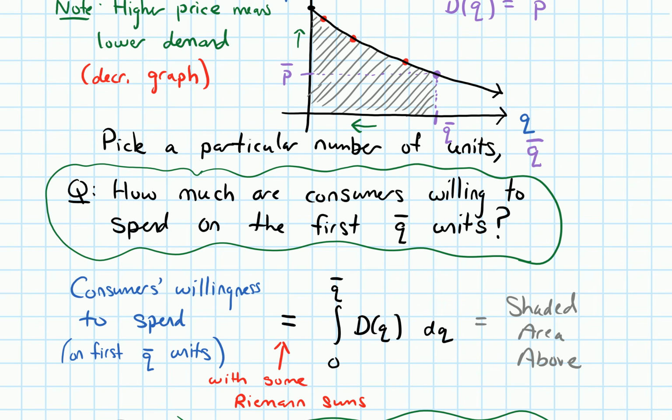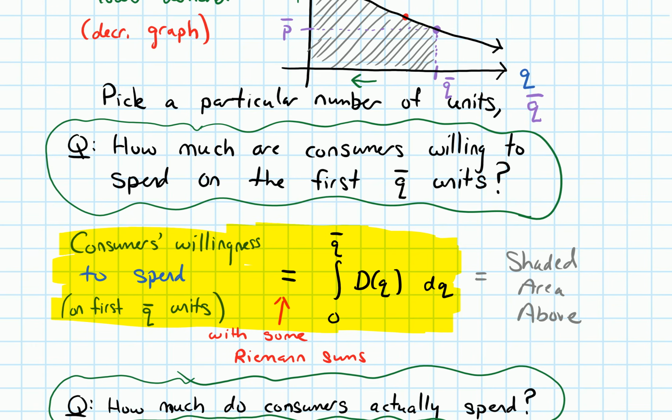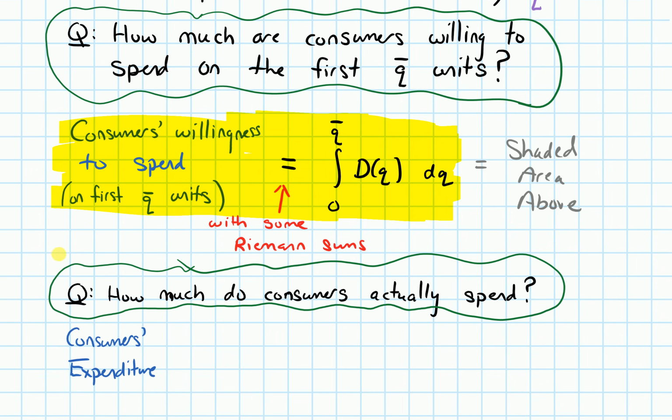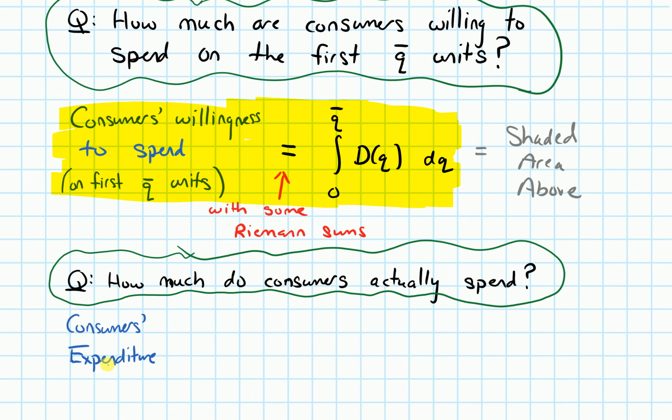Alright, so I'm going to highlight this. This is one of our key equations from this section. So the consumer's willingness to spend is the area under this demand graph. Alright, so I'm going to now ask another question. How much do the consumers actually end up spending on these Q bar units? Okay, and this is called the consumer's expenditure, how much they actually will end up paying.